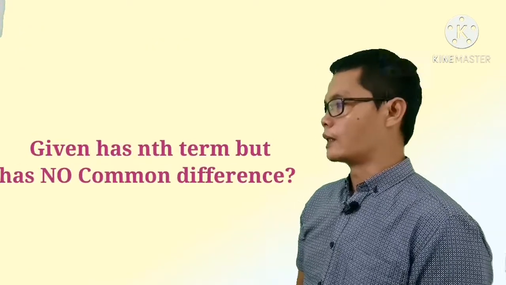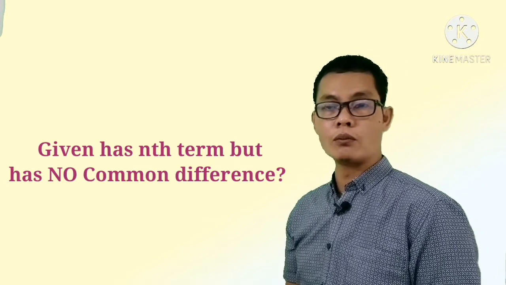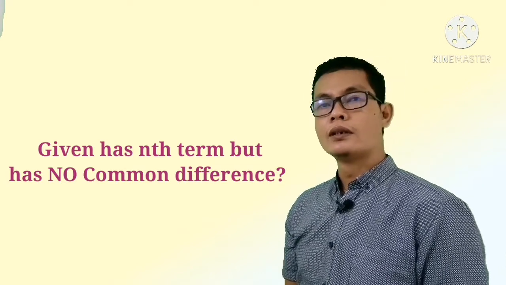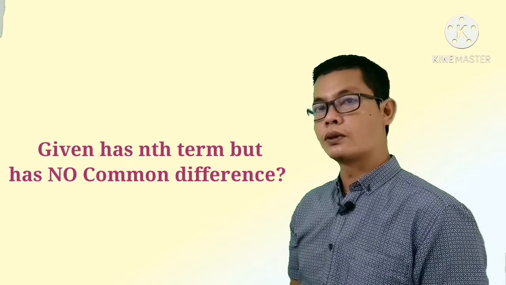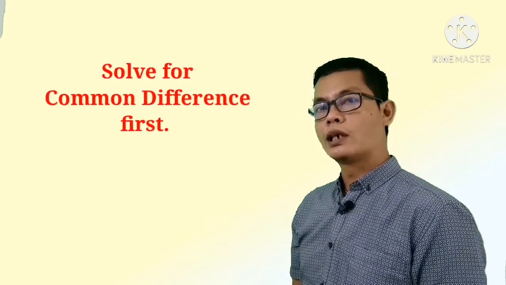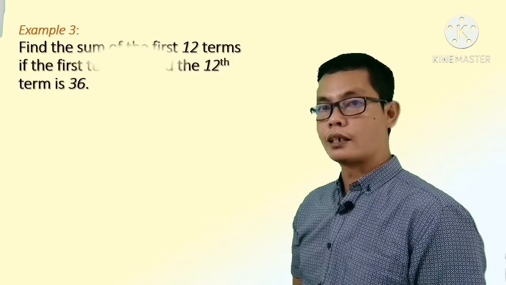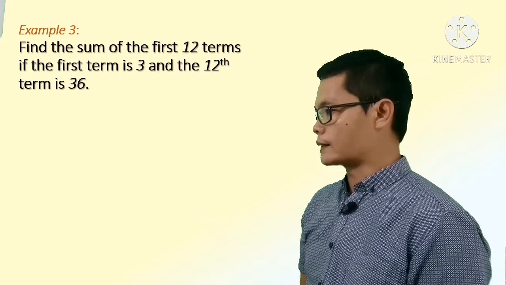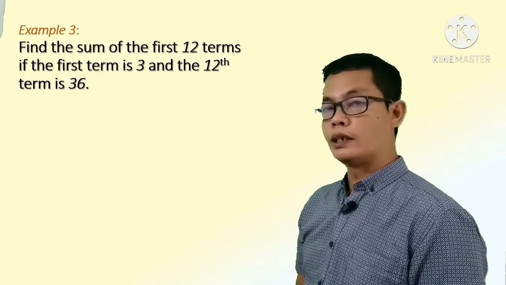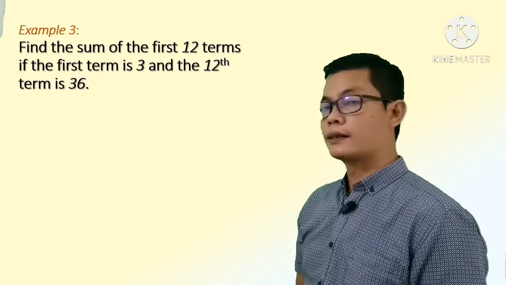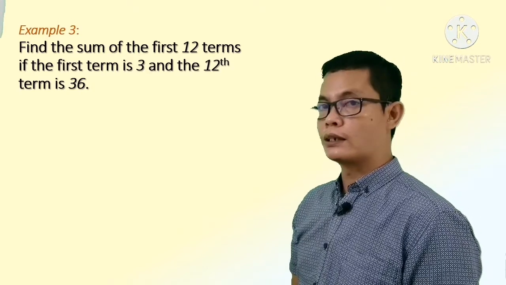What if the given has n terms but has no common difference? Is it possible? Posible bang makuha natin yung sum of the arithmetic sequence na walang common difference? Yes, of course. We just have to use how to find the common difference. Now, let's try example number 3. Find the sum of the first 12 terms if the first term is 3 and the 12th term is 36. Even if we don't have the common difference, we can still find it.